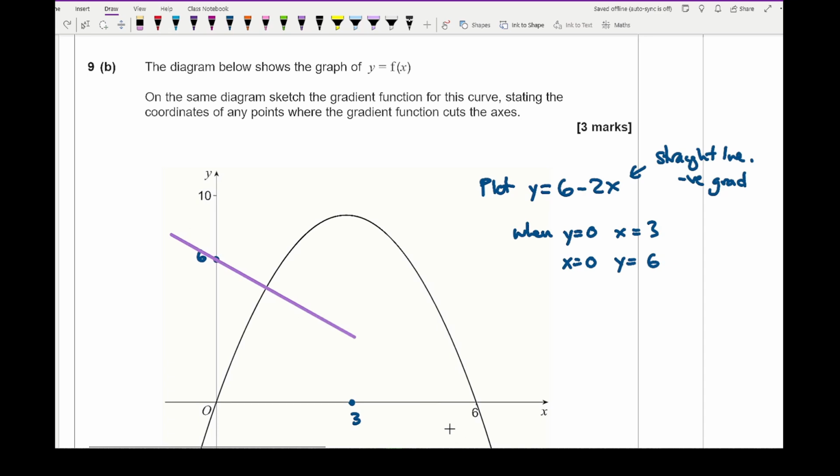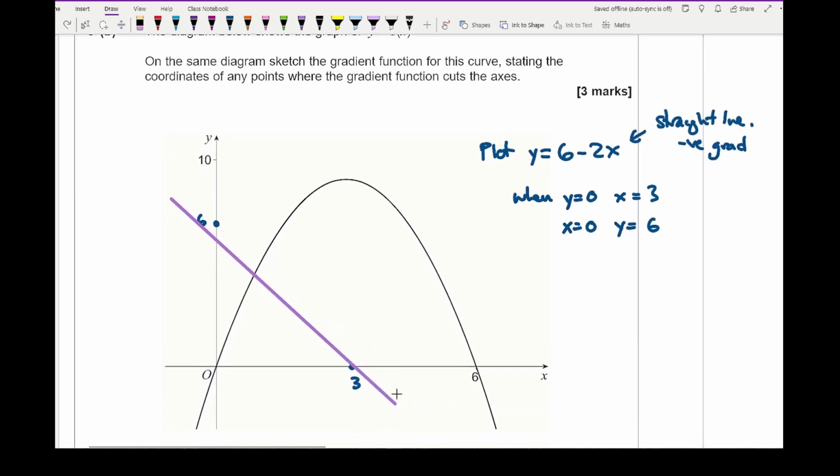And again, this is going to be a little bit more awkward. I probably should write freehand, but I'd say something along those lines would be absolutely fine. But make sure that you are stating the 6 on the y-axis and the 3 on the x-axis.